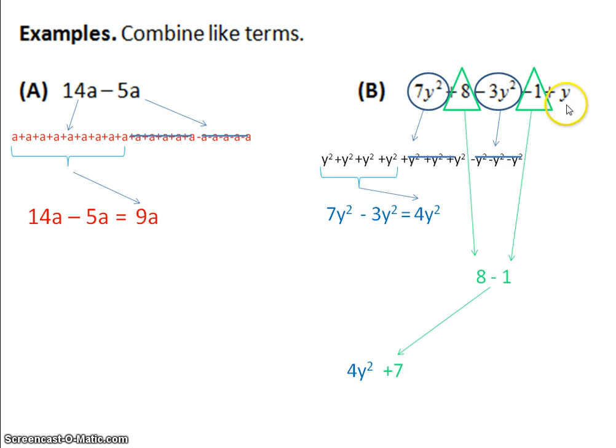And let's not forget this last term that does not have a like term. So y will come out to be plus y. So 7y squared plus 8 minus 3y squared minus 1 plus y is simplified to 4y squared plus 7 plus y. And this is as far as I can take that expression.